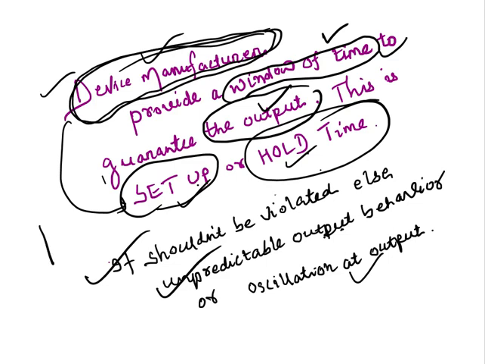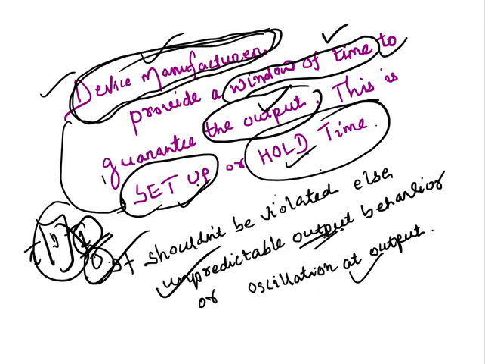Unpredictable output behavior means, if you give one input to this D flip flop, you should get one, which is predictable. Unpredictable means it can be zero also. No one can say, because this is unpredictable output due to glitches or electrical noises. We cannot say the exact output. Or oscillation: the output will oscillate between two values, like 1 then 0, then 1 then 0. This is called oscillation.